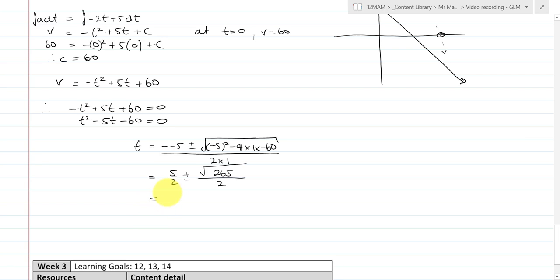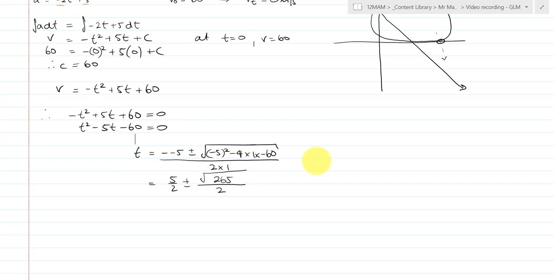The square root of 265 is going to be more than 15, which means that 5 over 2 is going to be less than the 15 over 2, give or take. So I need a positive time. I'm expecting the 5/2 minus is not going to give me the type of time I'm looking for. And so that gives us 10.639 times measured in hours.